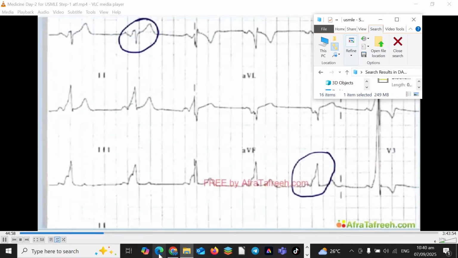This here is the P wave. Here, this is the P wave. This is the delta wave. Most probably, this is because the paper is being folded here. That is why it appears like this. All the leads are not properly there.